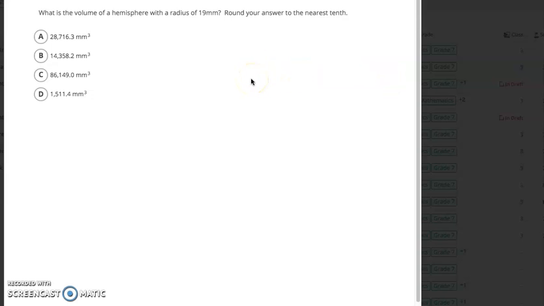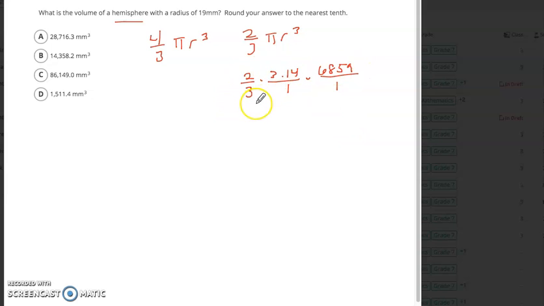Next up, what's the volume of a hemisphere with a radius of 19 millimeters? So the formula to find the volume of a sphere is 4/3 pi r cubed. But since we're dealing with a hemisphere, we can just do 2/3 pi r cubed, because remember, a hemisphere is half of a sphere. So we'll just do 2/3 times 3.14 over 1 times 19 cubed. 19 cubed is going to be 6,859. So really, you can just multiply these together and divide by 3. That's essentially what we're doing.